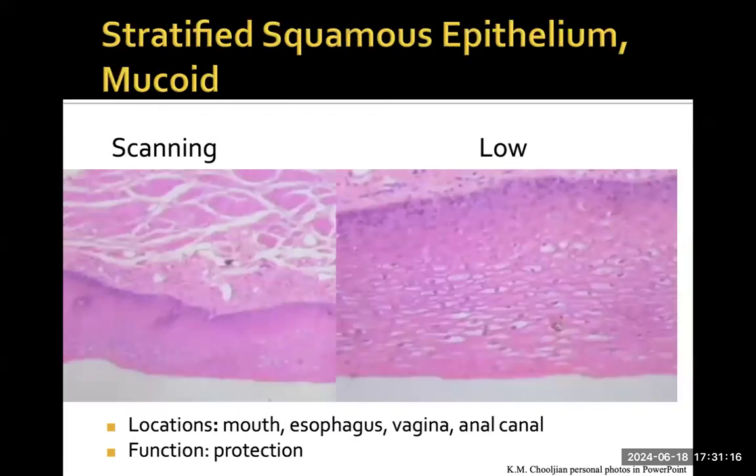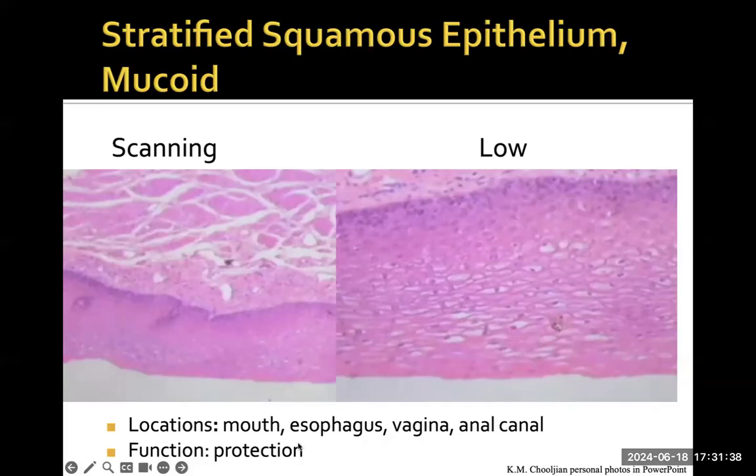Okay, that's it for simple. Now we're going to move over into stratified. So now we have stratified squamous epithelia. Stratified squamous epithelia is multiple layers, right? You can see tons of layers here, here, here, here, all the way out to here of squished cells. It's going to be found in the mouth, esophagus, vagina, or the anal canal.